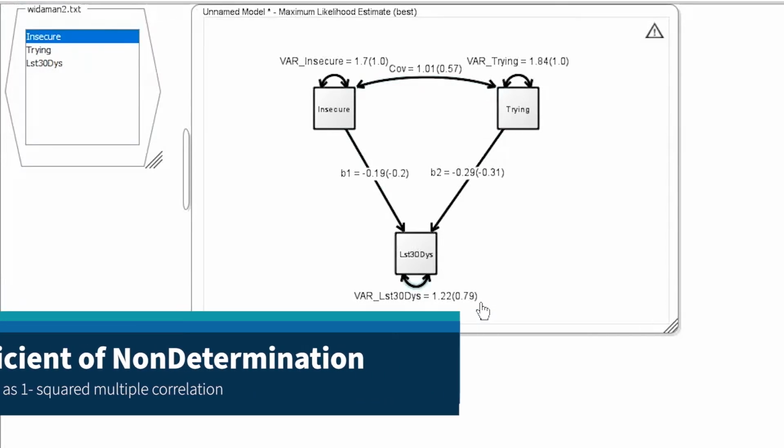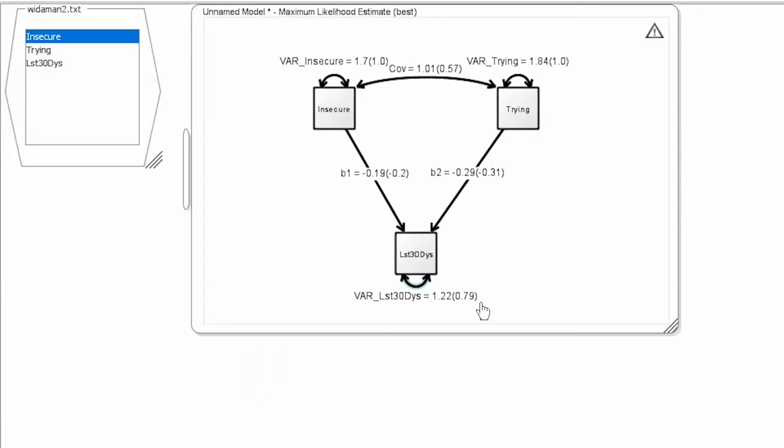That has a fancy name. That's going to be called the coefficient of non-determination. You may have also heard of it as 1 minus r squared. It's 1 minus the squared multiple correlation for your model. That 0.79 represents the proportion of variation in the criterion not explained by the predictor variables in your model.